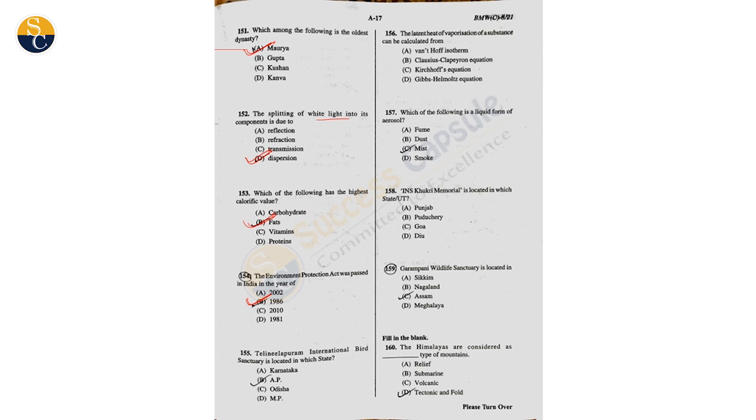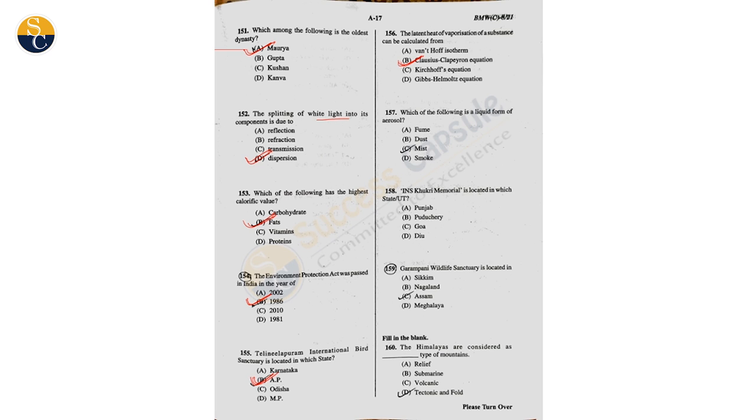Next, Thillinipuram International Bird Sanctuary. It is located in Andhra Pradesh, Srikakulam district. So, B is the correct answer. And this year, it was in the news due to the mass death of migratory spot-billed pelicans. Next, the latent heat of vaporization of a substance can be calculated from the Clapeyron equation. So, B is the correct answer.